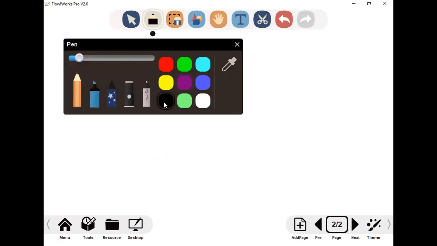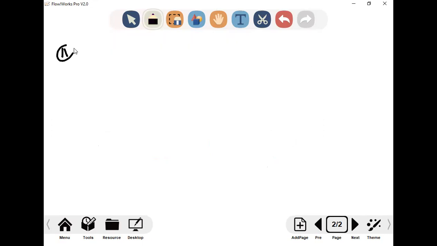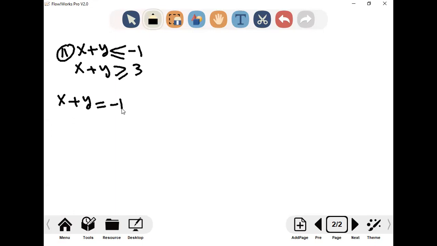Yeah, question 11. x plus y less than or equal to negative 1 and x plus y more than or equal to 3. Yeah, let's solve. x plus y equal negative 1, right? If x equals 0, y will be negative 1. If y equals 0, x also is negative 1, right?